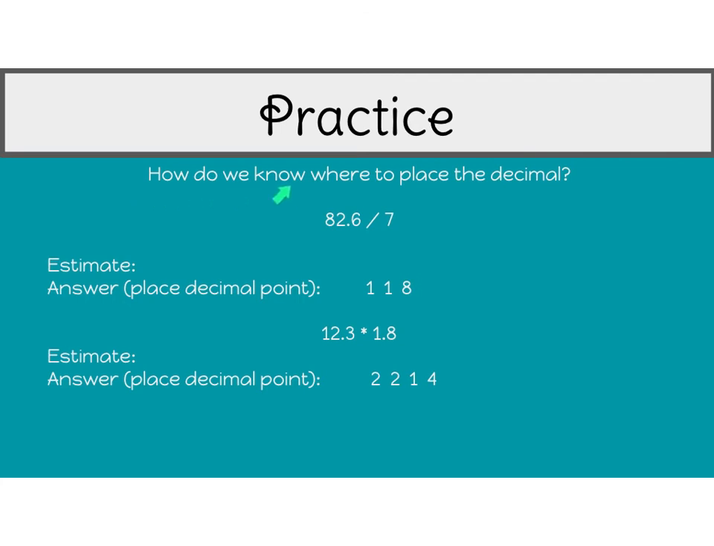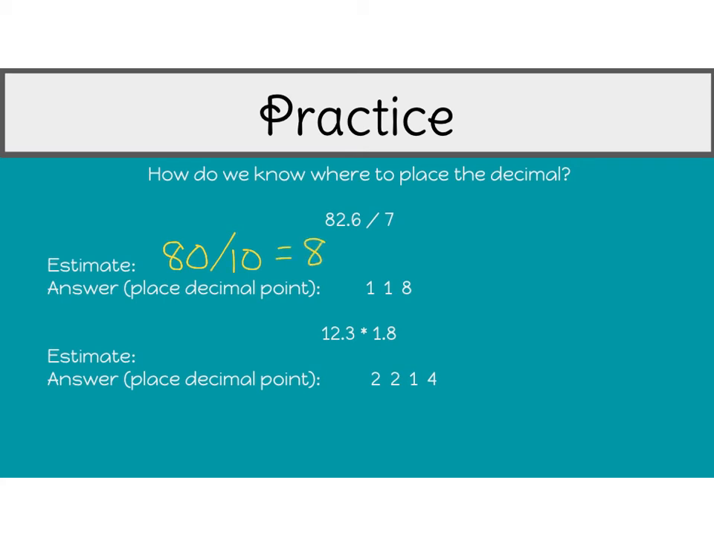So how do we know where to place the decimal? This is what you're going to be working on in class today. So let's say that we have this division problem here, 82 and 6/10 divided by 7. So the first thing that we want to do is we want to estimate. So if I take 82 and 6/10 and I just round that to 80 divided by 10, I'm going to round that 7 to 10, which equals 8.